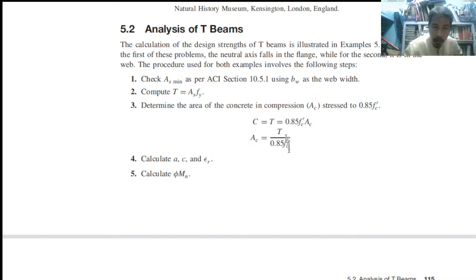So instead of AB, previously we were using AB because we already knew the shape is rectangular. But now we are using AC, which is the area of concrete, because we do not yet have the knowledge of the value of AC. That is the area of concrete in the compression side. Then we can calculate A, we can calculate C, and then calculate the strain. After that, we can finally compute phi Mn, or what we call the design strength.